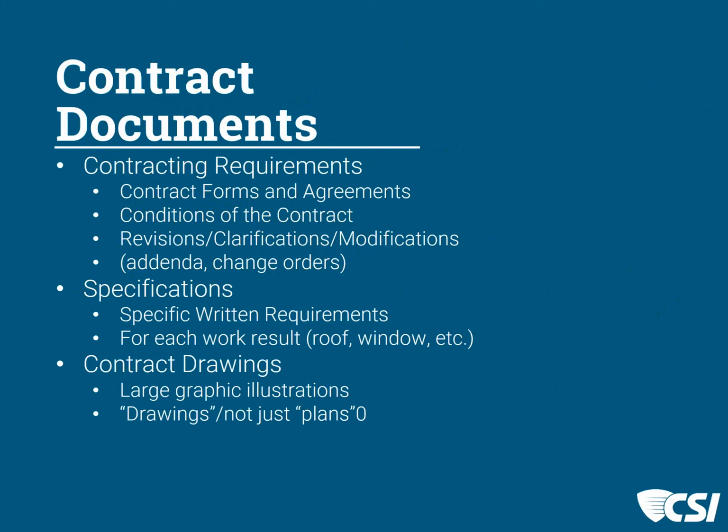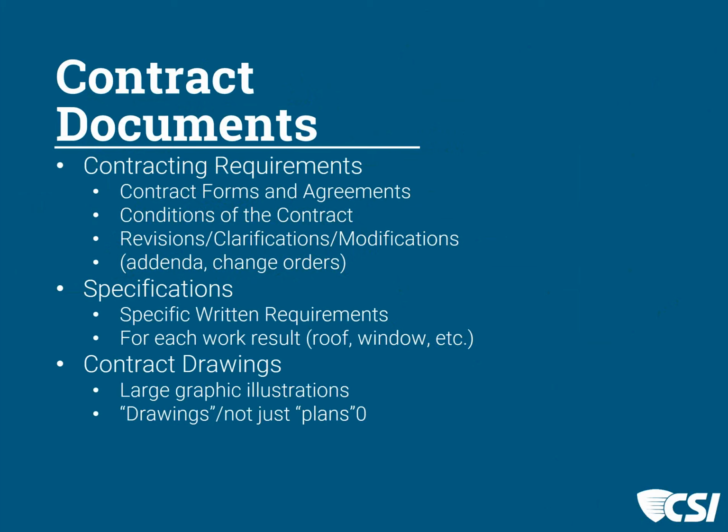The second is the conditions of the contract, which we'll touch on here a little bit later. Also, any revisions, clarifications, or modifications that have happened either in the bidding process or in the negotiation process, or after contracts have been signed in the construction process, which would be change orders to the contract. So understanding and having a grasp of those contracting requirements, that part of the contract documents is particularly critical in a beginning and a starting point.